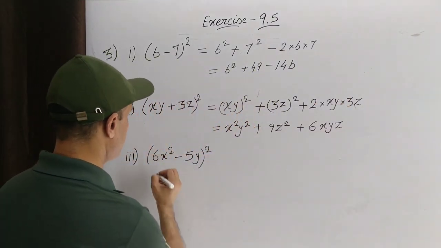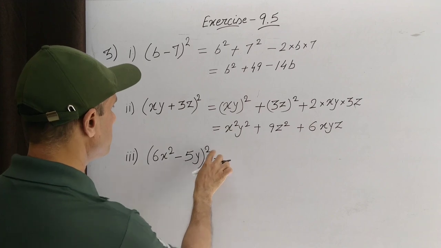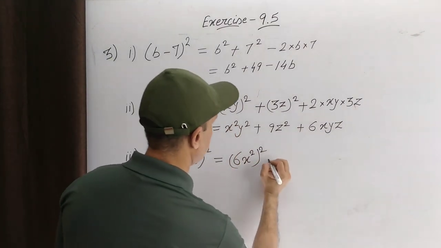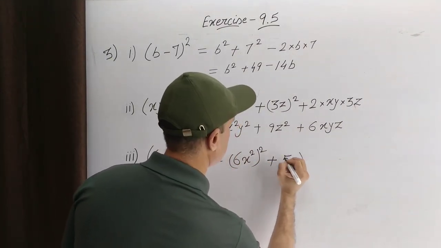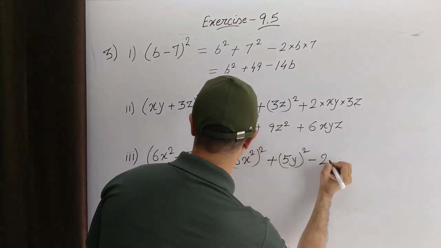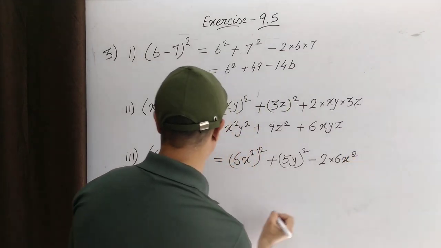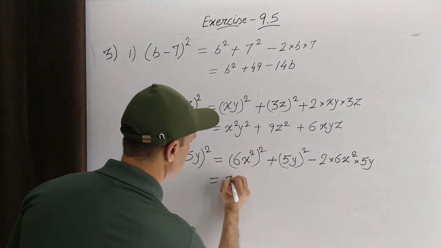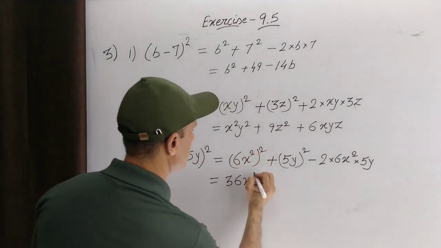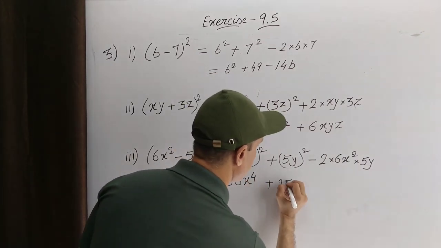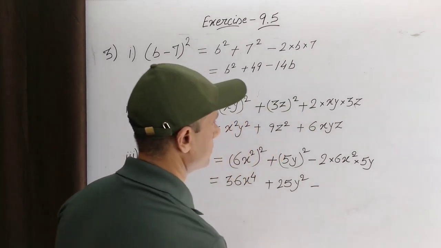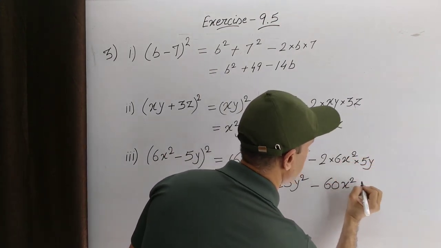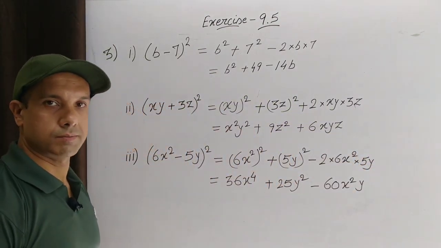This is equal to x square, y square, plus 9z square, plus 6xyz. In this case, we'll use a minus b whole square, which is equal to a square plus b square minus 2a into b. This is equal to 36x to the power 4 plus 25y square minus 60x square y. Clear?